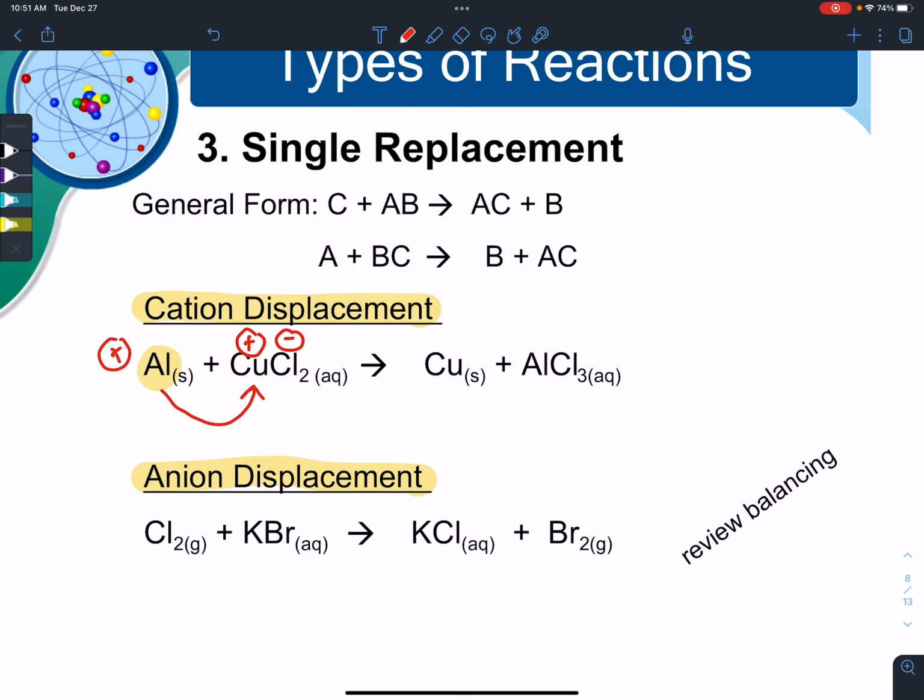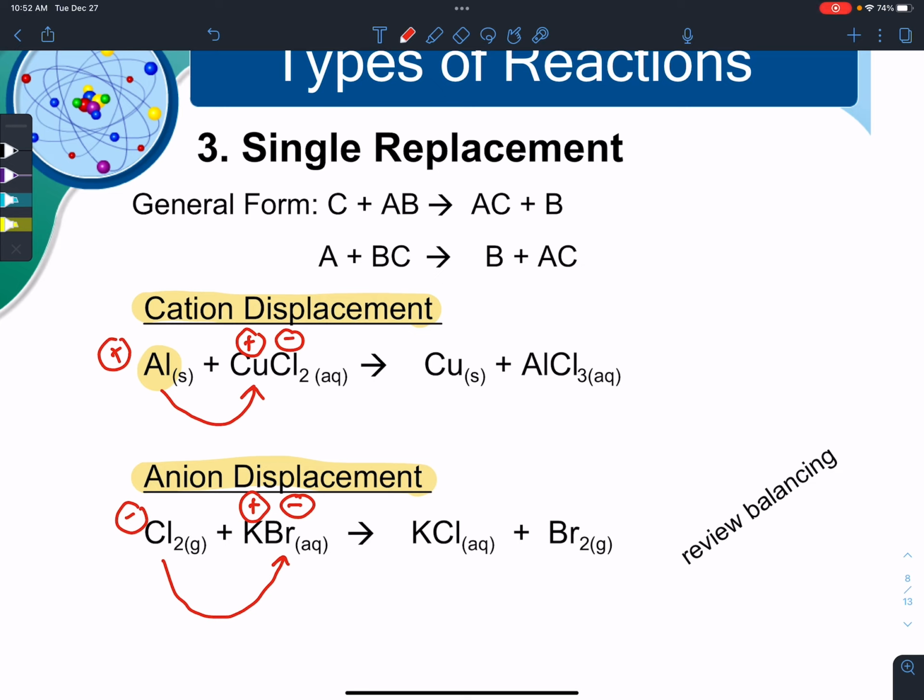Anion displacement is the opposite. The element that's by itself is an anion. So when it boots out an element, it's got to boot out the other anion. Because remember, an ionic compound has to have both a cation and an anion. So when that element takes the place of another element in that compound, it has to take the place of the one with the same charge.